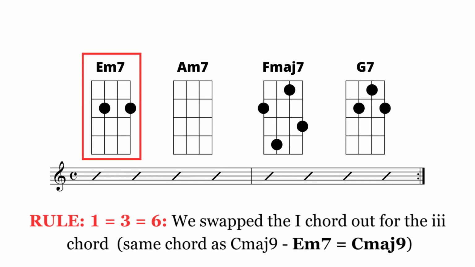It's interesting to note that the E minor 7 is exactly the same chord as the C major 9. What I mean is, it has all the same notes, you play the exact same shape and so forth. More on this a little bit later.